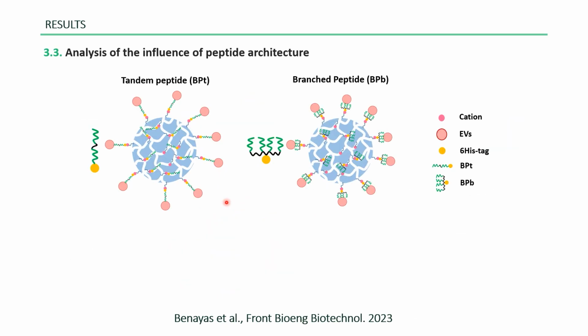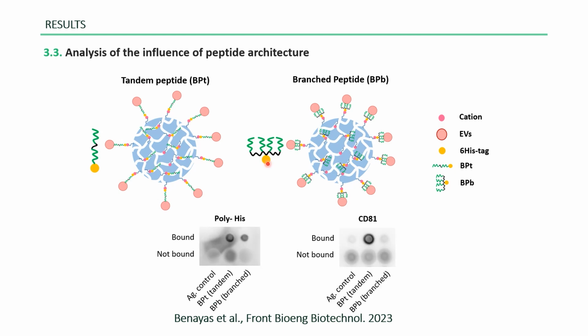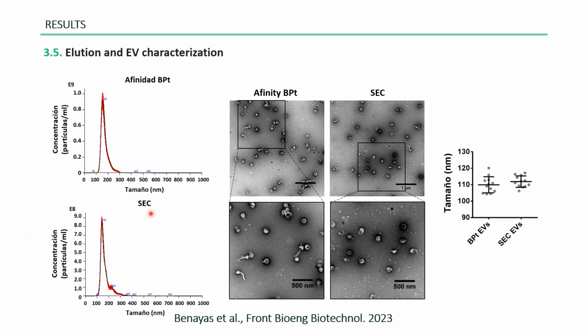And we also analyzed the different peptide architectures. The one that we have been using so far is this tandem peptide, but here we analyzed a branched peptide that has 4 repeats of the peptide in this branched configuration. And the tandem peptide worked much better than the branched one. And finally, as I said, you can very gently elute the vesicles, and then you can do NTA and analyze them by transmission electron microscopy or perform functional analysis.